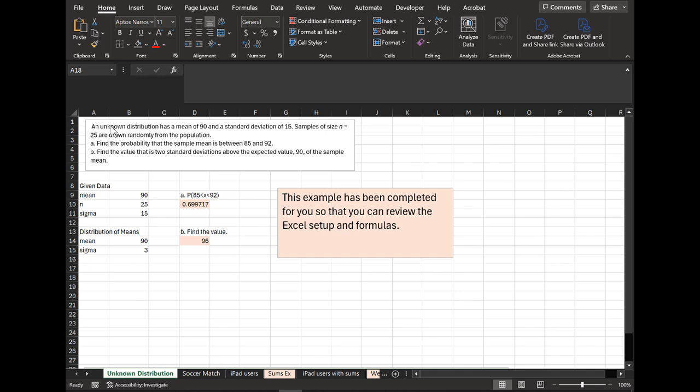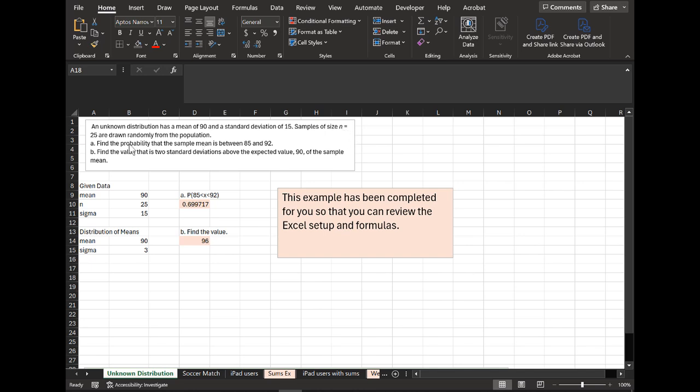Anyways, first of all, notice how this data has been presented to you. We have an unknown distribution, which in and of itself is saying we know that some population has a mean of 90 and a standard deviation of 15. Most of the time we don't actually know population data, right? But for the sake of learning this, we're saying that we know this information. And then from that population, we are taking samples of size n equals 25.